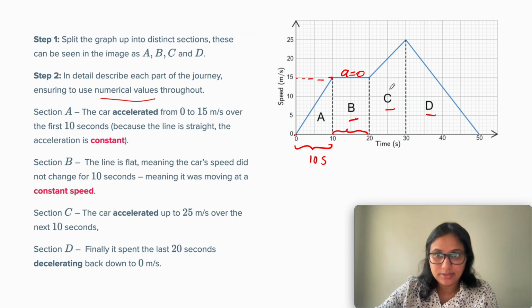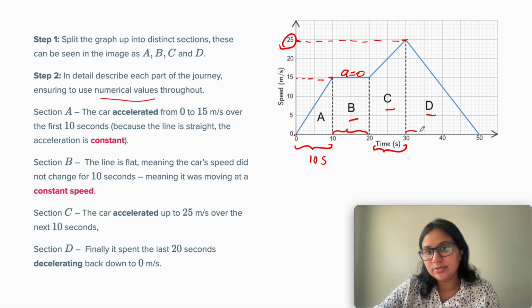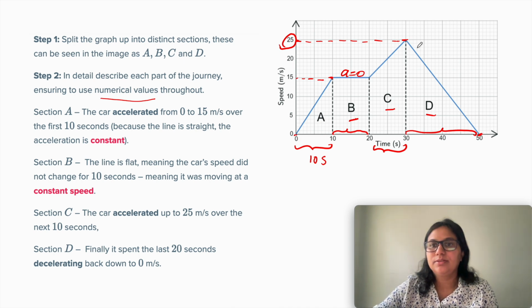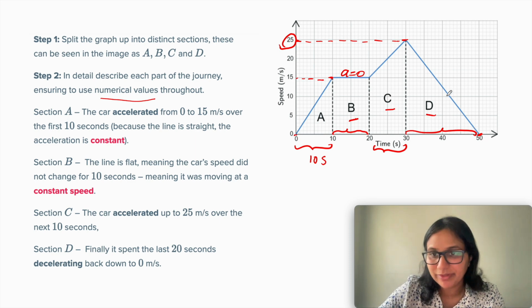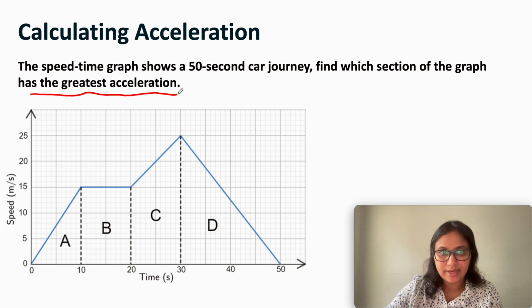For the next part of the journey, you can say that the car accelerates up to 25 meter per second over the next 10 seconds. And section D, you can say that it spends the last 20 seconds decelerating down to 0 meter per second. This slope indicates that it is decelerating, or the object is moving with negative acceleration. Got it?